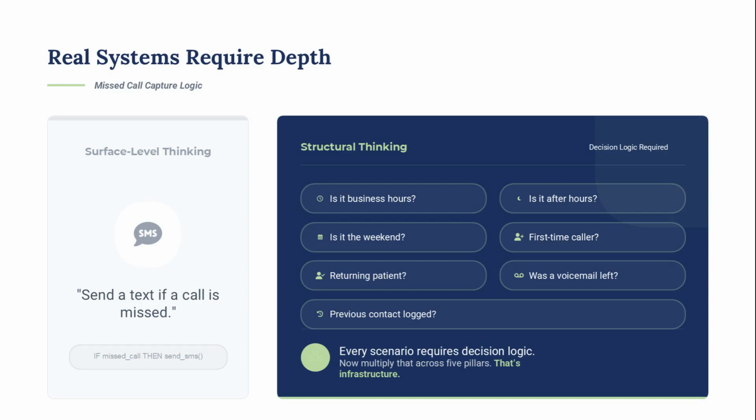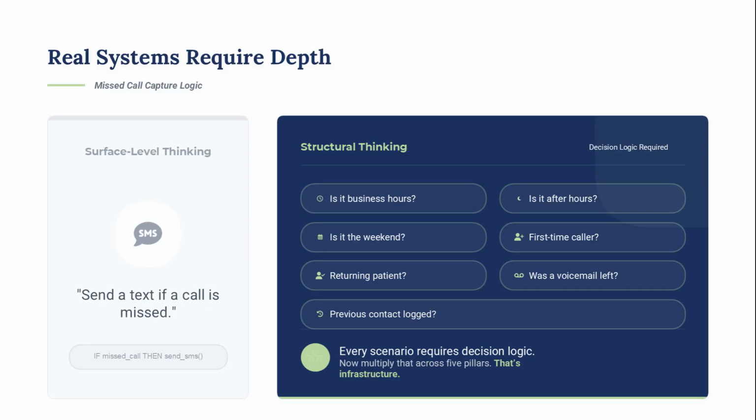Send a text if a call is missed. But real systems don't operate at the surface. They operate on decisions. Is it during business hours or after hours? Is it the weekend? Is this a first-time caller or returning? Was a voicemail left? Has there been prior contact? Each of those conditions changes what happens next.